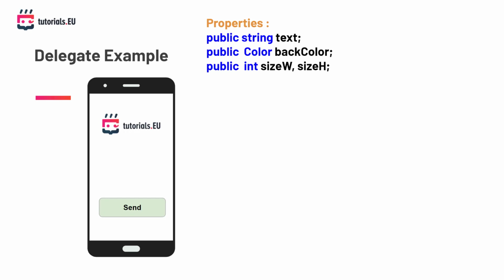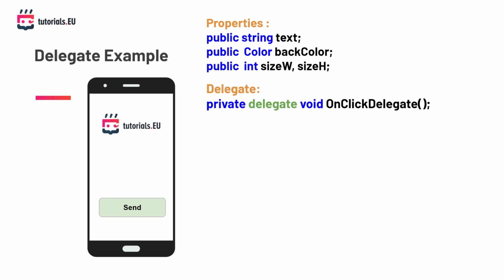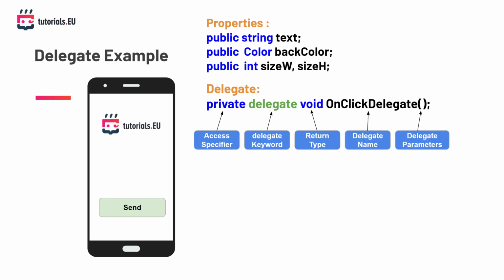Our OnClick delegate can be defined like this. And now let's break it down bit by bit. So we will start by writing the access specifier, followed by the delegate keyword, which tells the compiler that we are defining a new delegate type. And finally, we need to specify the type of methods our delegate can store. And by type, I mean the return type and the parameters. Then OnClick delegate, which is the name of the delegate we just defined.